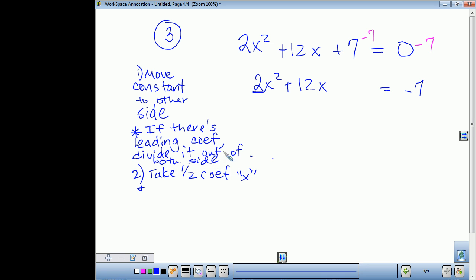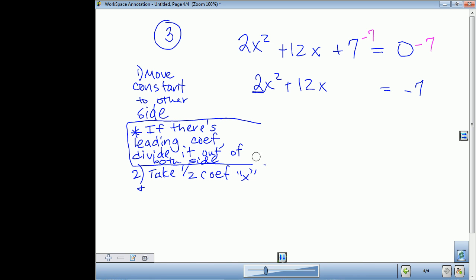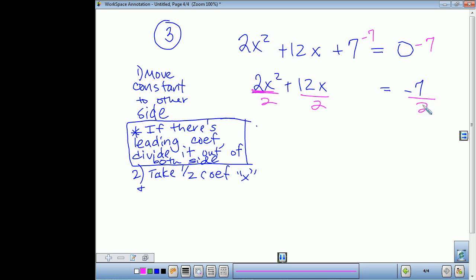Okay, so all you need to do, guys, is add this little starred part. This comes after step 1. If there is a leading coefficient, divide it out of both sides. So let's look at it. This gets divided by, what's the coefficient? 2. So this gets divided by 2. So this gets divided by 2. Did I divide everything on both sides by that leading coefficient?